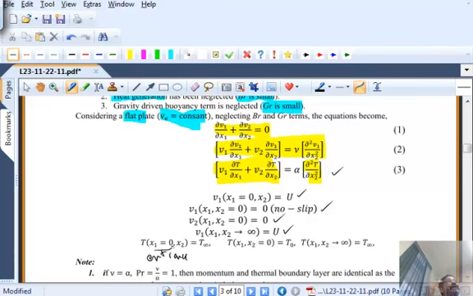x1 equal to 0. It's coming in with a uniform temperature of T infinity. And at the plate, x2 equal to 0, you have T0, the wall temperature. And as x2 goes to infinity, once again it reaches the free stream temperature. So we need to solve these coupled partial differential equations subject to these boundary conditions.